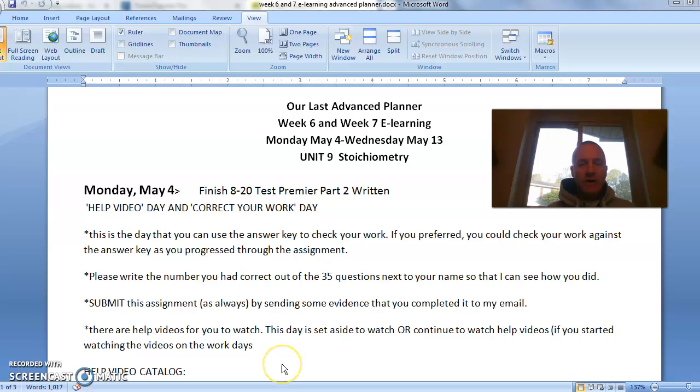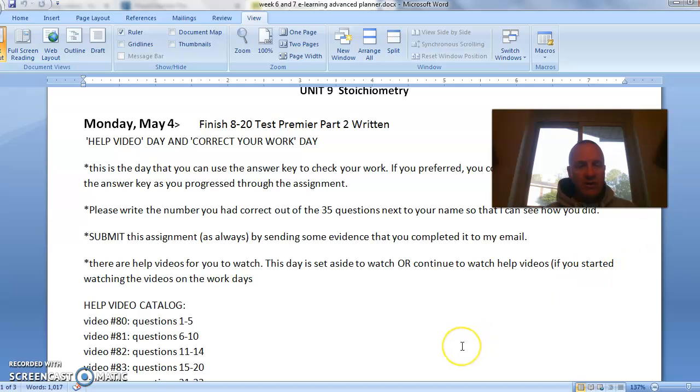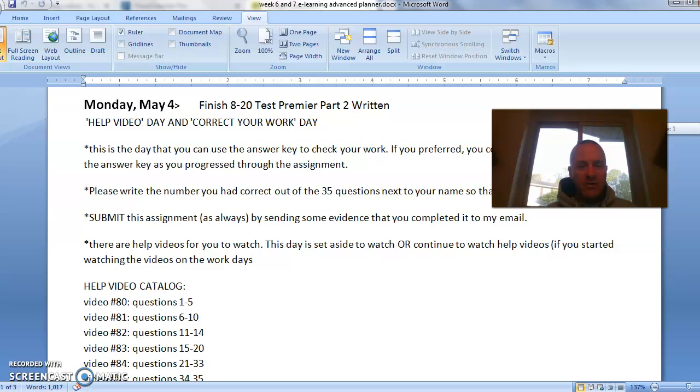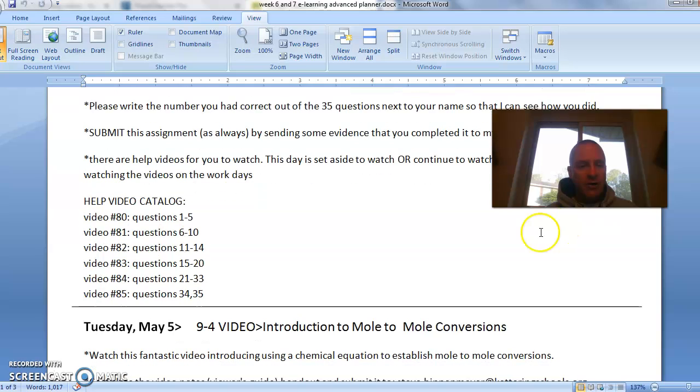Hopefully you've got a good jump on this already. If you don't, well then you need to get going on it today. But today is the day that you really want to take a look at the work you did on this 8-20, compare it to the answer key, actually correct your work using the answer key, and then watch help videos which will discuss the questions you missed. The goal of this e-learning is to learn. And a great way of doing that is to look and see what your concepts are and compare them to the correct answers and go back and learn what may have confused you along the way.